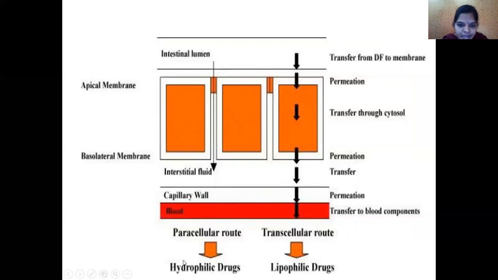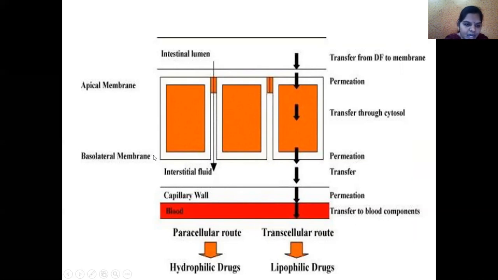A hydrophilic drug from the intestinal lumen enters into the interstitial fluid through the capillary wall, through the paracellular route. For the other route: diffusion to the membrane, permeation, transfer through the cytosol, permeation and transfer to blood components, the transcellular route. So hydrophilic drugs may follow the paracellular route. Lipophilic drugs may follow a transport mechanism. Which one is the transcellular mechanism?